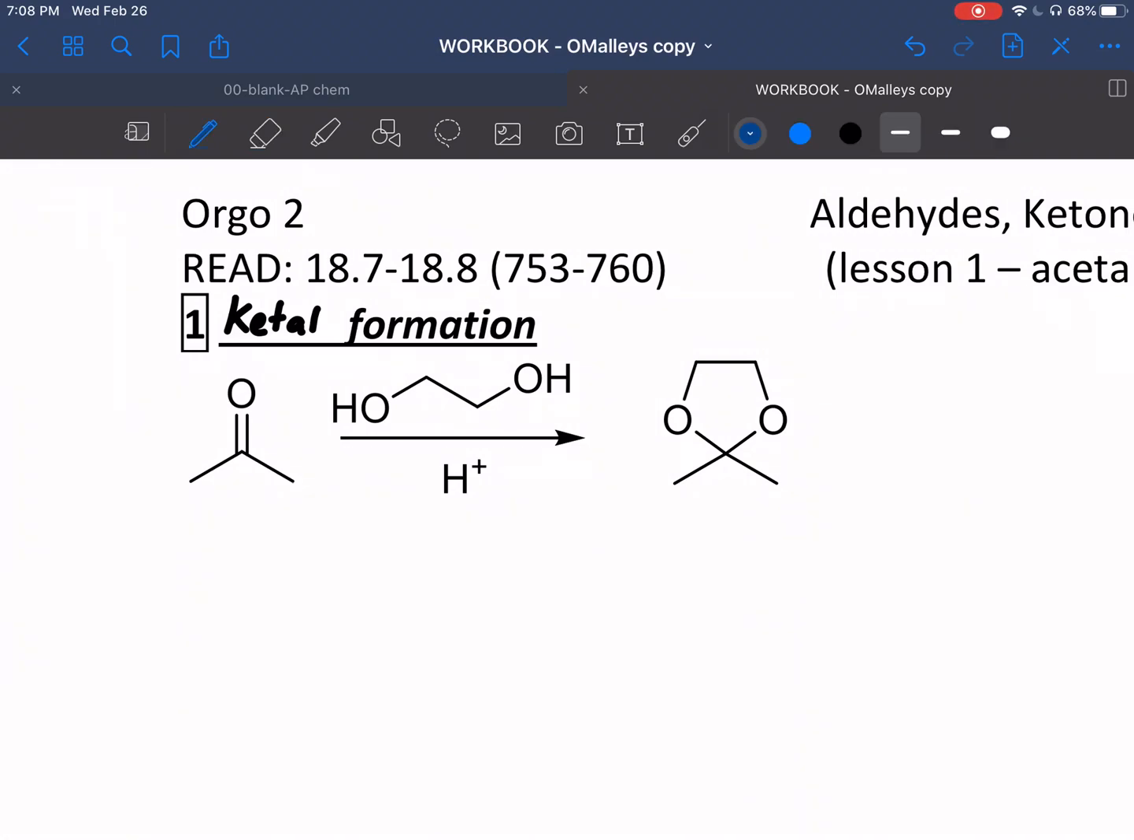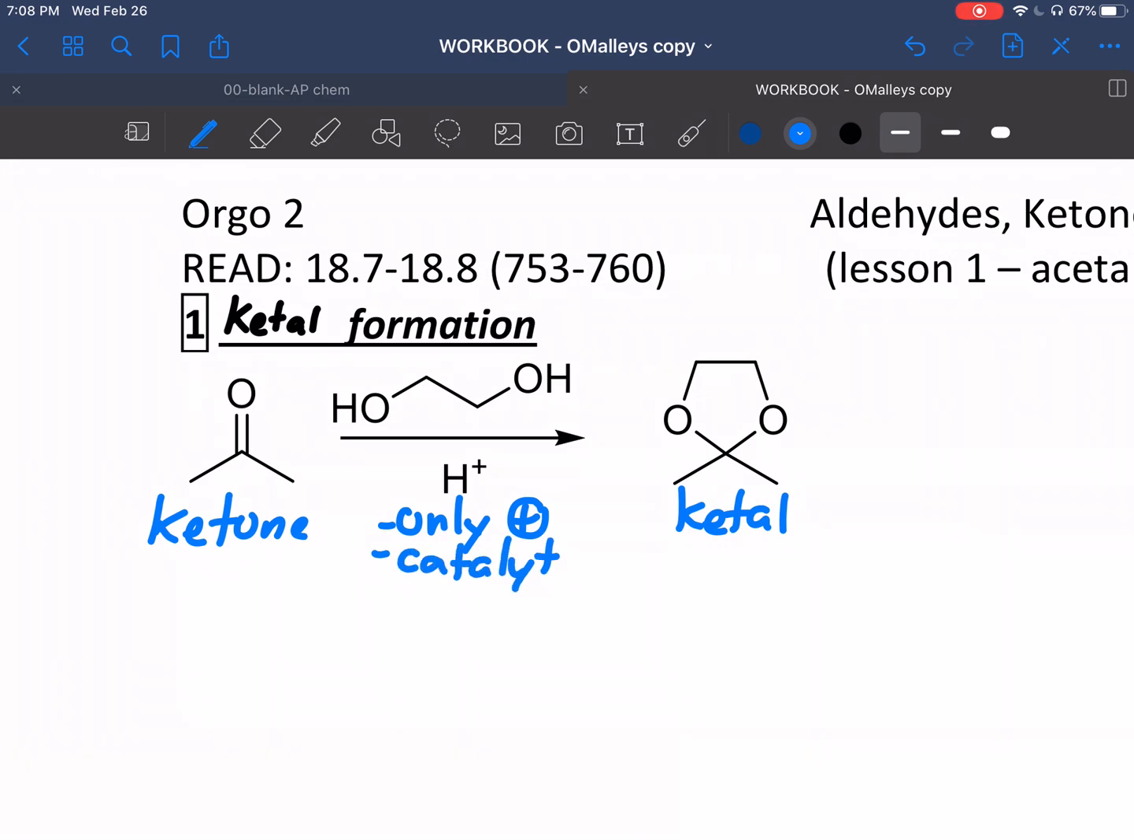Hey there, chemists. In this lesson, we're going to look at how we can take things like a ketone and protect it as what's called a ketal. This is an acid-mediated mechanism, so we will only see positive charges in the mechanism, and it's catalytic, which means the first step will be to pick up an H+, and the last step will be to remove an H+.